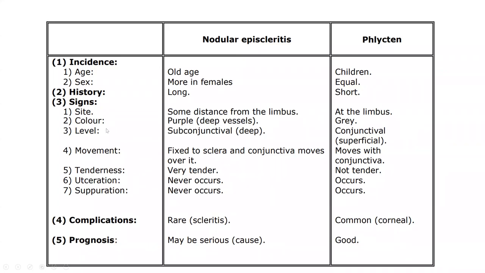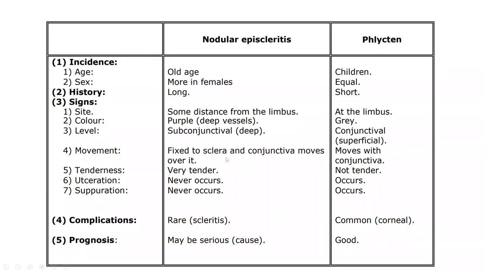Signs. The site: nodular episcleritis is away from the limbus, but phlyctenule is more common at the limbus. The color: nodular episcleritis can sometimes be purple with deep vessels, but phlyctenule will be grayish. The level: nodular episcleritis will be subconjunctival or deep, while phlyctenule will be conjunctival, so it appears superficial.